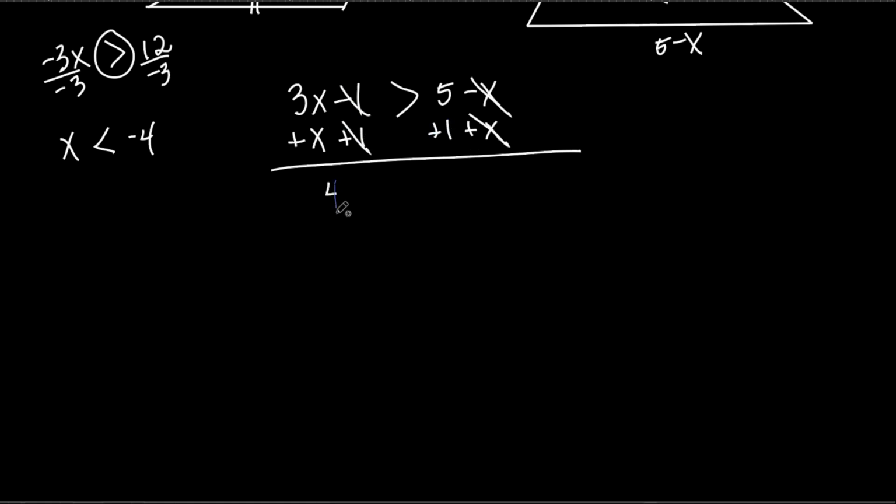What am I left with? 4x, right? Because it's 3x plus 1x. It's greater than. Have I multiplied or divided by a negative yet? No. So do I change my inequality? No. Keep it the same. Bring everything down. Now I divide by 4. Now I'm dividing, but I'm dividing by what kind of a number? By a positive number. Do I change the inequality? No. All right, so x is greater than, reduce it, 3 over 2.